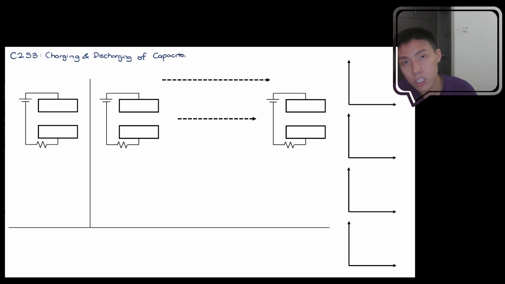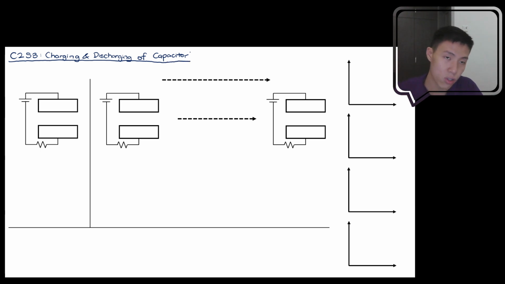In this particular video, we are going to focus on the first part, which is the charging process. We are going to observe in detail how the charging process happens to a capacitor, and we will study whether the charge stored increases or decreases, whether the voltage increases or decreases, and whether the current increases or decreases. These are the things that we are going to study during the charging process.